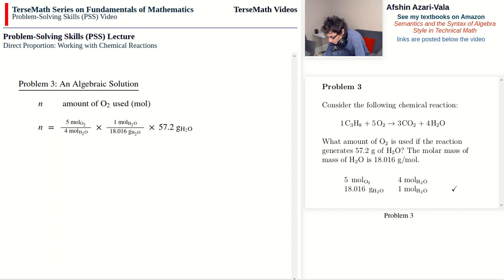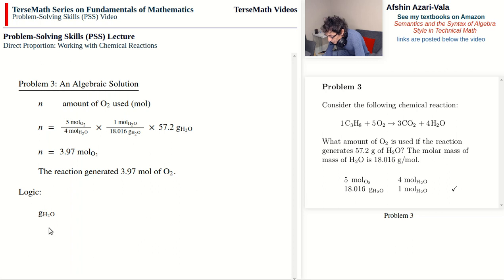Alright, so we finished the multiplications and divisions. The final unit will be moles of O2. Everything else cancels out, and we get 3.97 moles of O2, and then a closing statement. So briefly taking a look at the logic again, we started with grams of H2O. That was the given information.